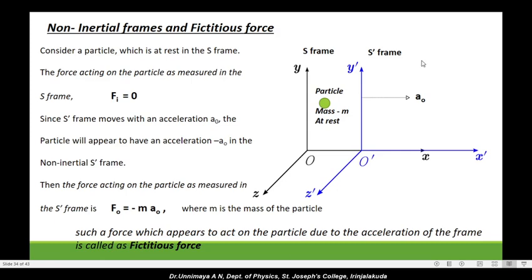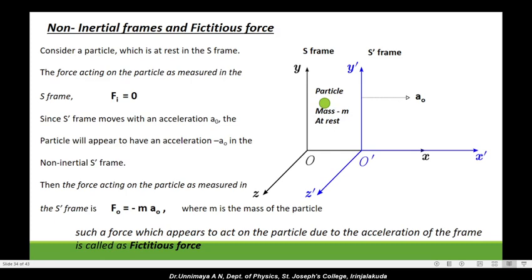Similarly, consider the force acting on the particle in the S prime frame. With respect to the S prime frame, we are looking at the acceleration of the particle. Since the frame S prime moves with an acceleration a0, an observer in this S prime frame will feel that this particle moves backwards, or that this particle has an acceleration minus a0. That is, the S prime frame moves with acceleration a0 in this direction. Then what does the person in this frame feel? The particle, which is at rest, seems to be moving backwards.